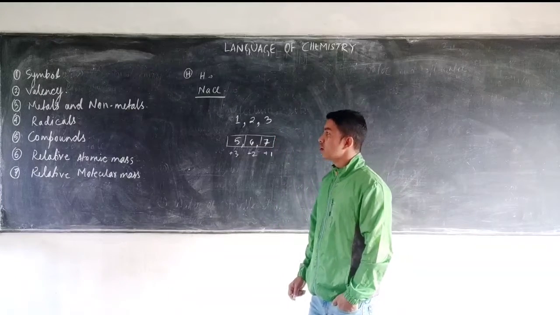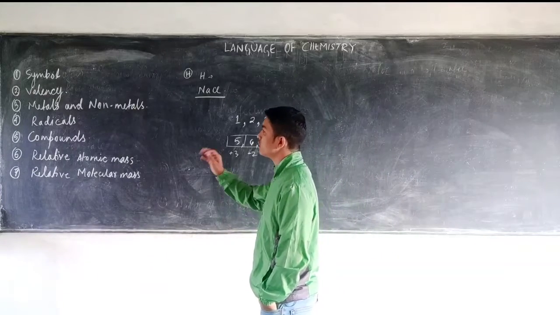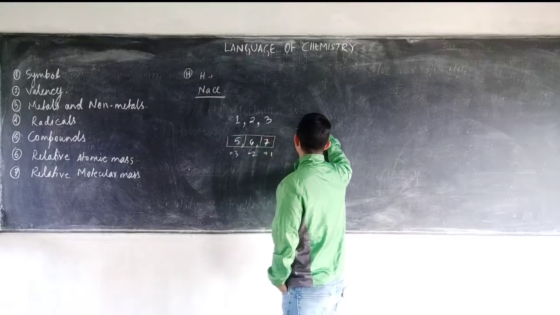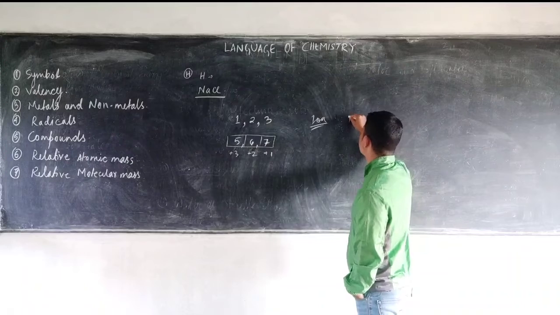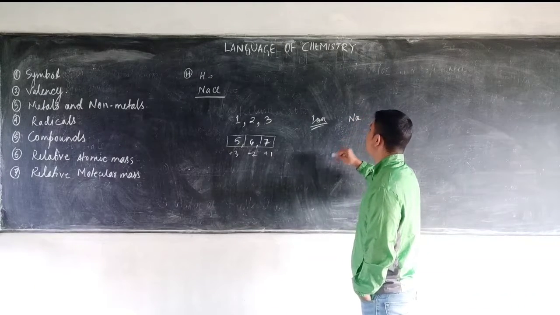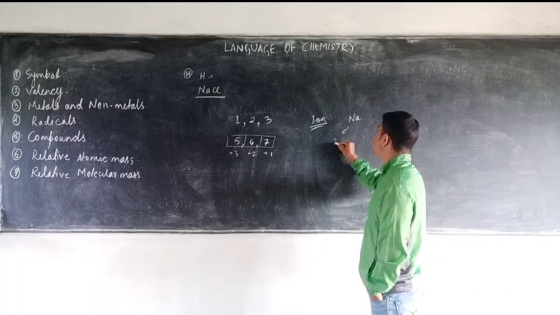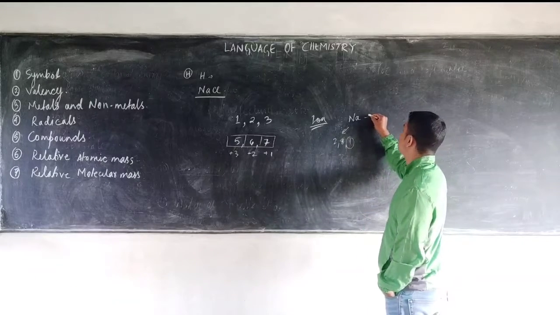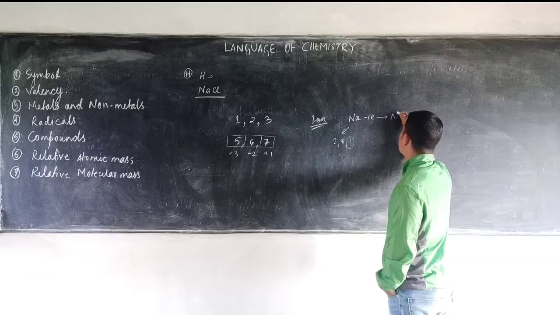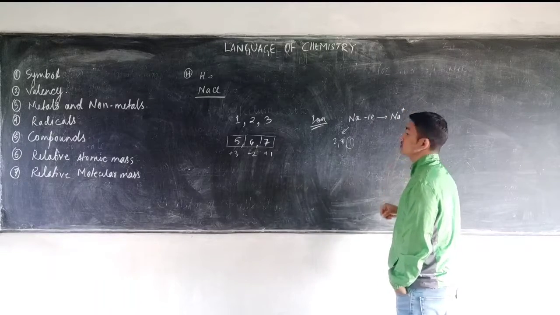Now coming to the fourth topic, that is the radical. Before understanding the radical, what is an ion? It is a charged atom, like in the case of sodium. What is the electronic configuration of sodium? It is 2, 8, 1. So sodium can lose one electron and become Na plus.